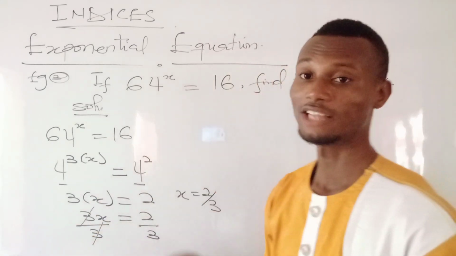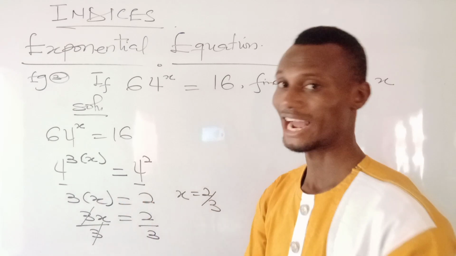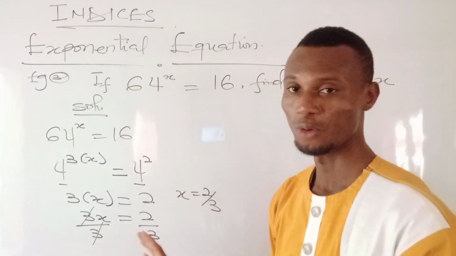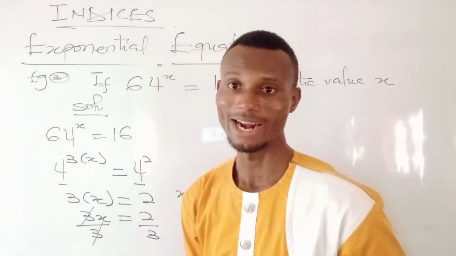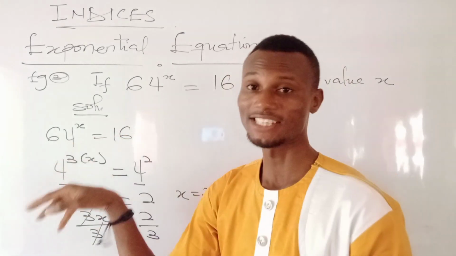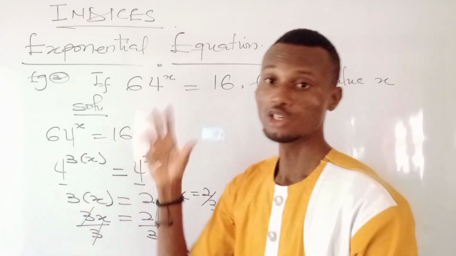So all that you needed to do is to make sure that they have the same base so that you can equate the powers. So this is how to go about it, and I hope you understand it. Now let's go ahead and do the other one as well, because I said that we can also choose to express 64 as 2 to the power something, and also 16 as 2 to the power something.